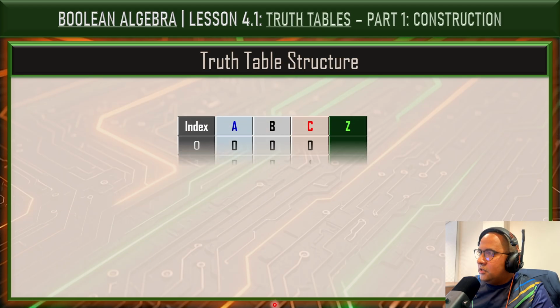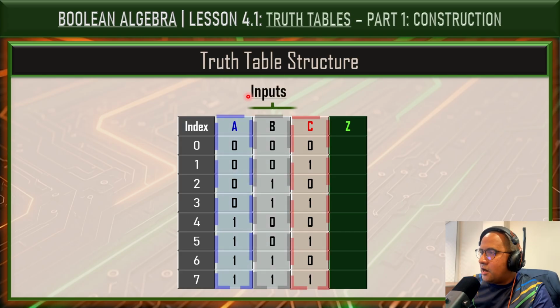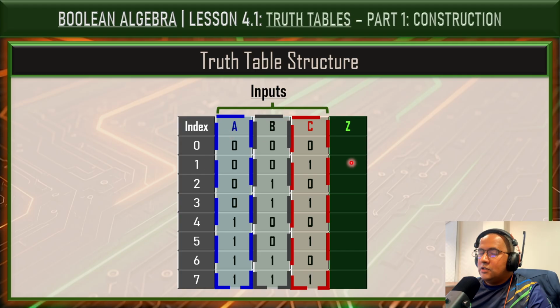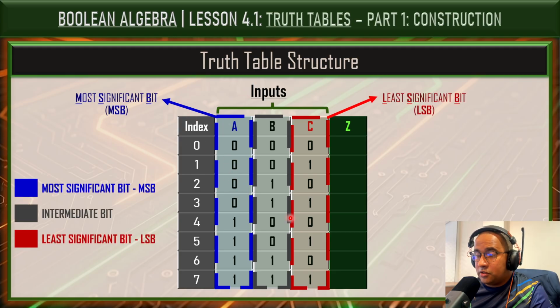Now let's take a closer look at the structure of a truth table. I've included this example here so you can understand each part of it. At the top, these columns represent the inputs of the circuit. So here we have input A, input B, and input C. Each one corresponds to an input variable. Typically, the leftmost variable changes logical value more slowly. That's why it's called the most significant bit, or MSB, okay? While the rightmost one changes more frequently, and it's called the least significant bit, or LSB, okay? Don't worry, it will be clear in the next lesson.